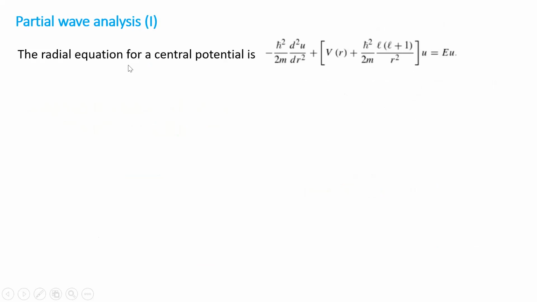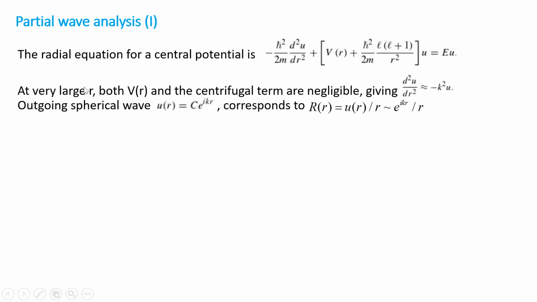Well, let's take a step back for a second and think about trying to solve this quantum problem. The radial equation for a central potential, we'll assume we have a central potential. It just depends on the distance r from the scattering center. This is the radial equation which we looked at, for example, in the hydrogen atom. It has a kinetic energy term, the scattering potential, a centrifugal term, and then is equal to the energy times the wave function, basically.